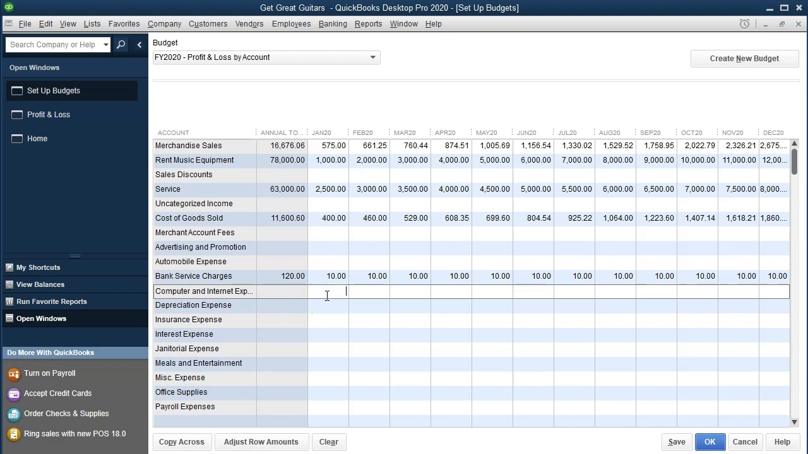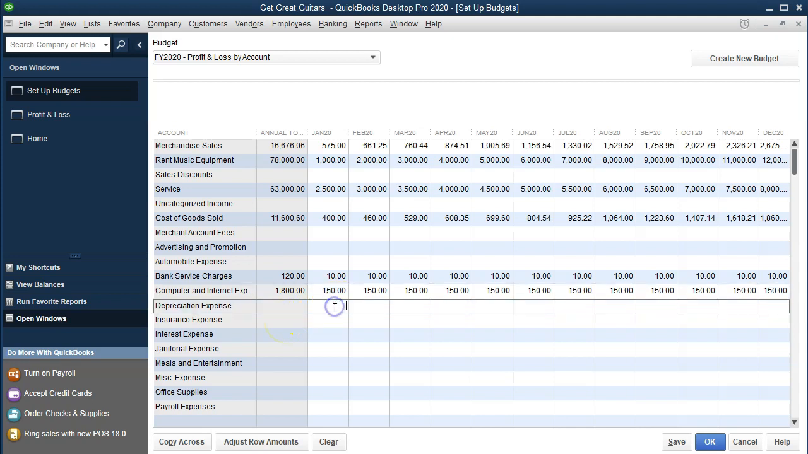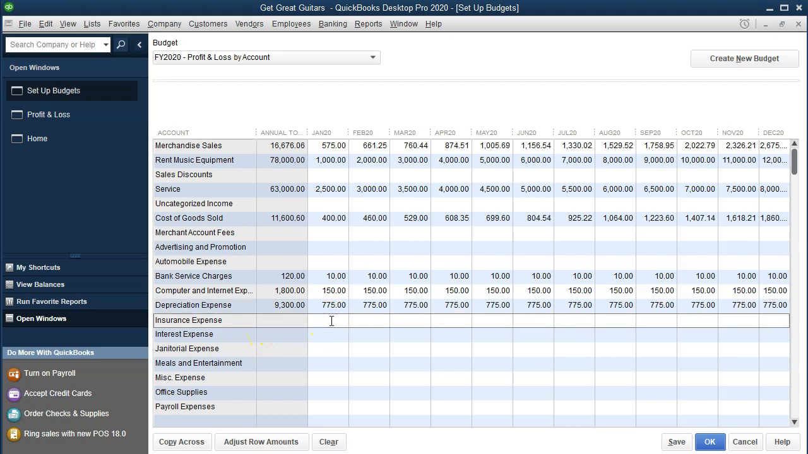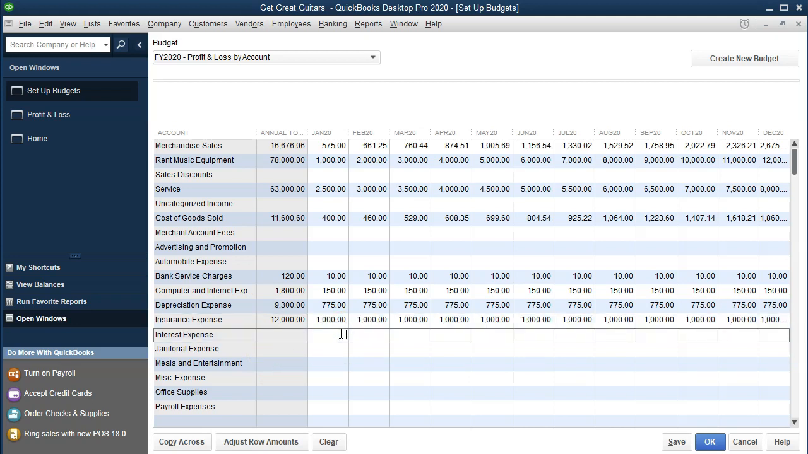We're going to say the computer and internet. We're going to put 150. Same process. I'm going to just say copy that across the 150 to get to the total 1,800. We'll do that down here in the depreciation. We're going to say 775, and then we will copy that across to get to the full 9,300. Then we're going to go down here to the insurance expense, put in the 1,000 for the insurance expense. We're going to copy that across. That adds up to the 12,000 total. Then we are in the interest expense. Within interest expense, we'll put in the 300. We will copy that across. That adds up to the 3,600 total.